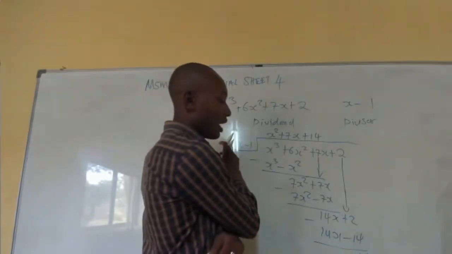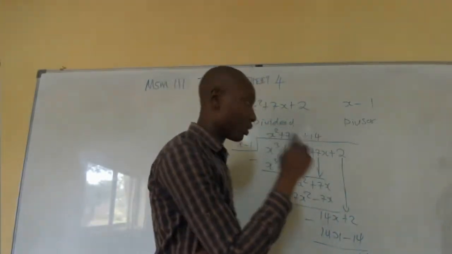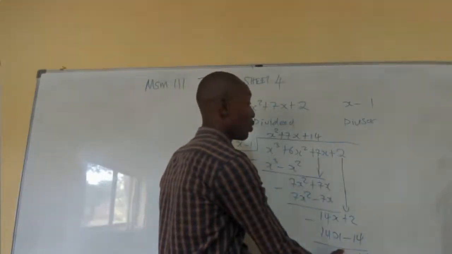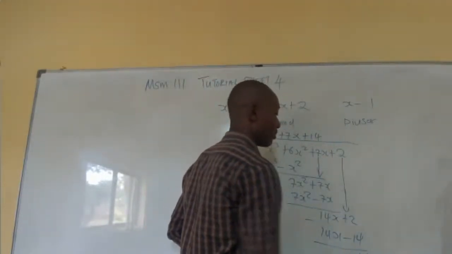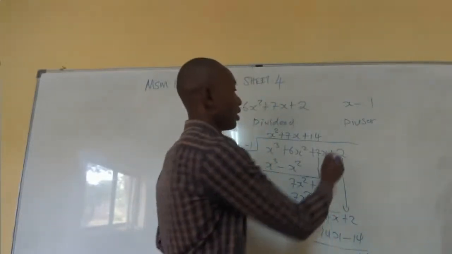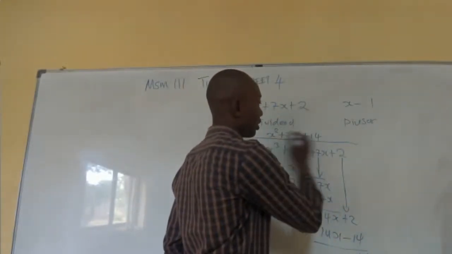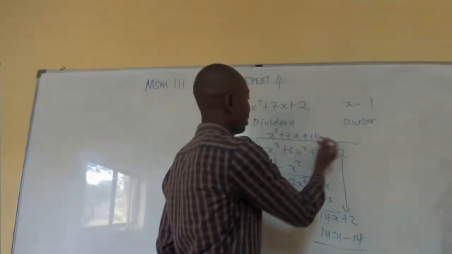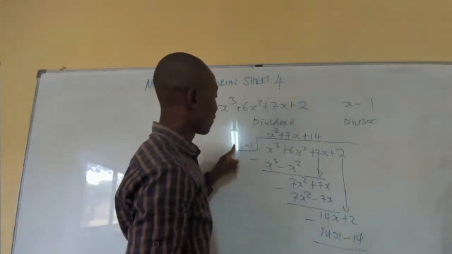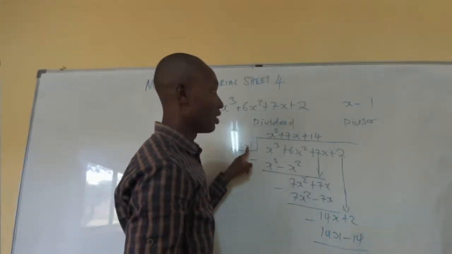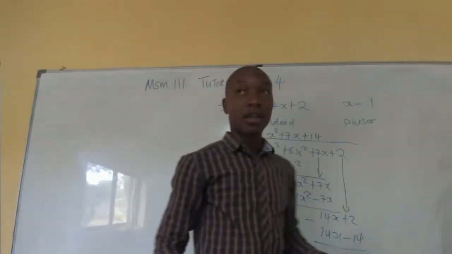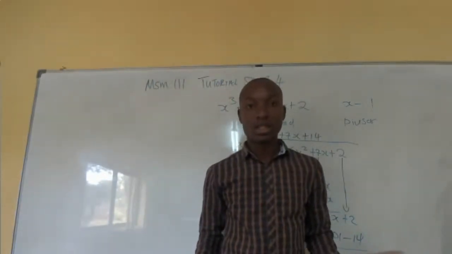Now, if you say x into 16, it's not possible because now we do not have any x variable with which the x can go into. So this becomes our remainder. This is the remainder, 16. This is the quotient, x squared plus 7x plus 14 is the quotient. And we have x minus 1, this is the divisor, and this is the dividend. Okay, so that suffices that question.